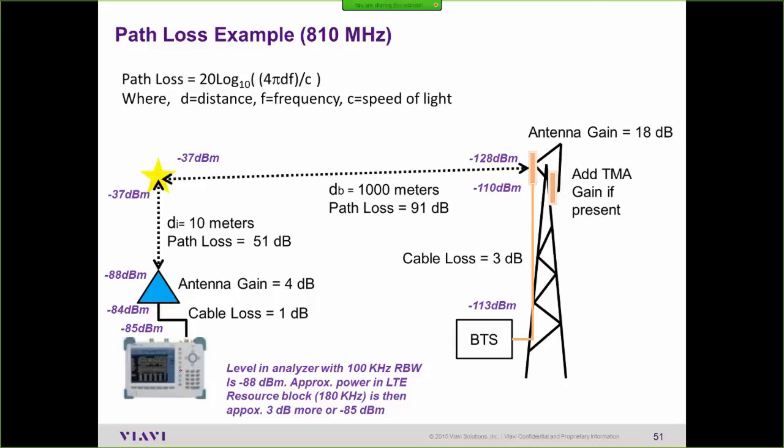So here, 10 meters at 850 is 51 dB. Let me go back. There's my 51 dB. That means that the interferer is about -37. Now, if I estimate that it's at -37 at the point of the interferer, then I have path loss over to my base station. I can, again, look up in that little chart, and it says my path loss is 91. That means it hits the base station antenna at -128. There's gain in that antenna, so on the other side of the antenna, it's -110. Then there's some loss in the cable. Finally, it hits the base station at -113.